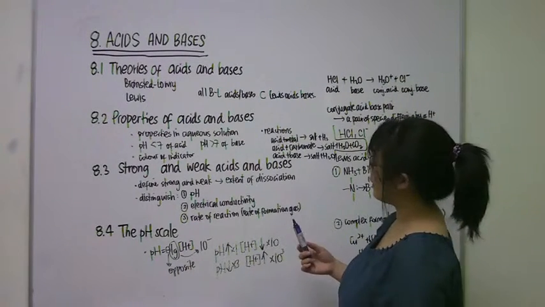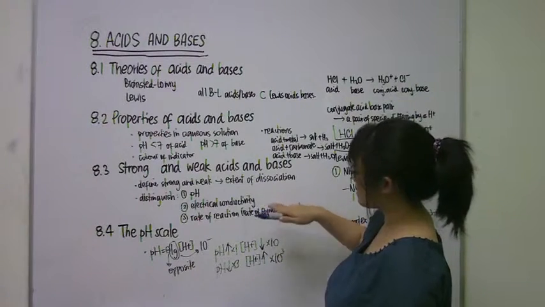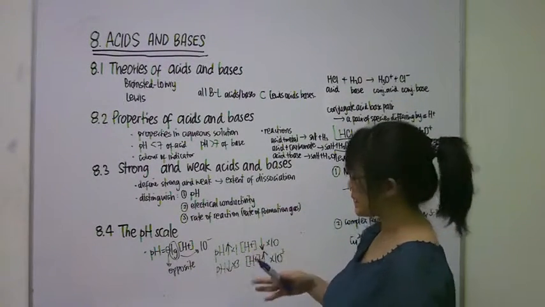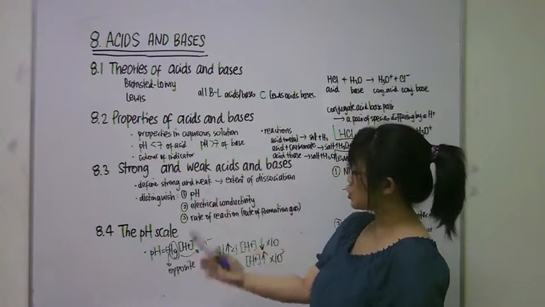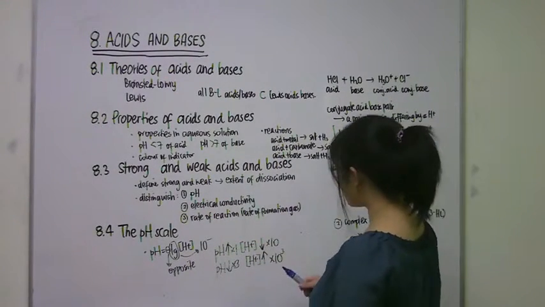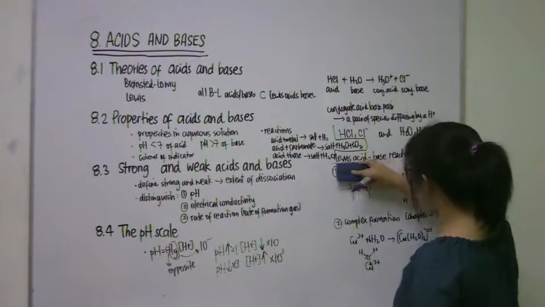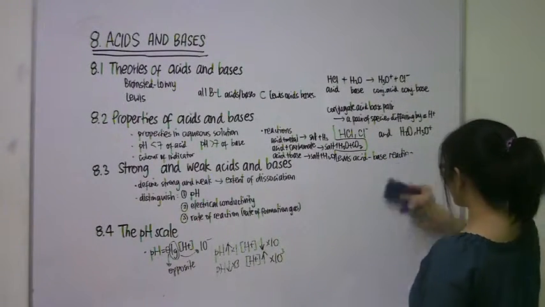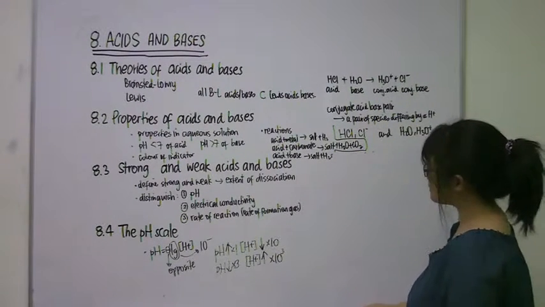In the strong and weak acids and bases, you need to give your students an example of all: strong acids and weak acids, strong base and weak base. Because when they see an equation, they need to be able to identify what is a strong acid and what is a weak acid.